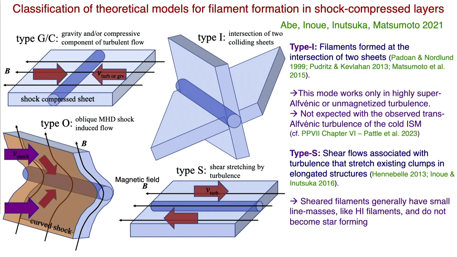The second type is type S, which corresponds to filaments forming through shear by expansion of overdensities through the turbulence, forming filaments that are parallel to the magnetic field. This type of filament usually has low line mass. They are like the HI filaments, and they do not become star forming.